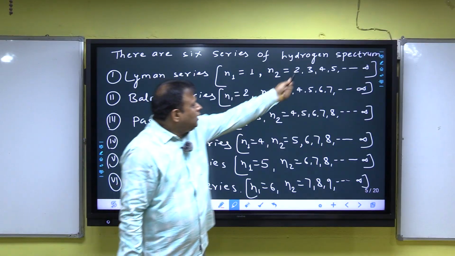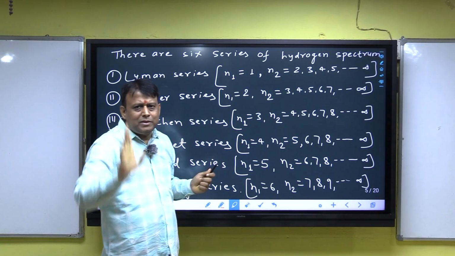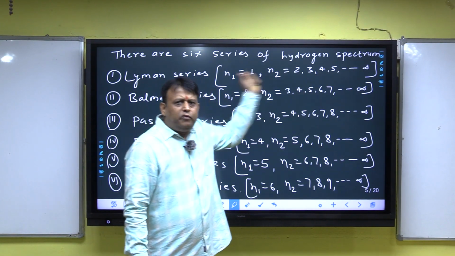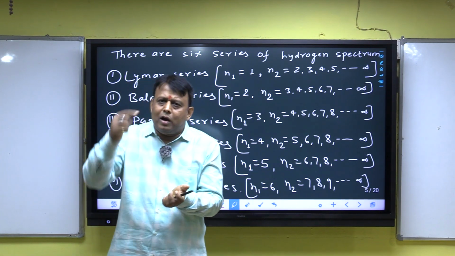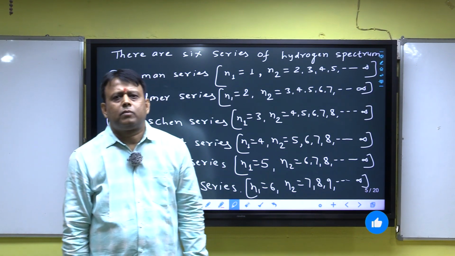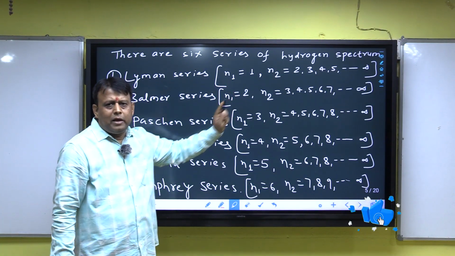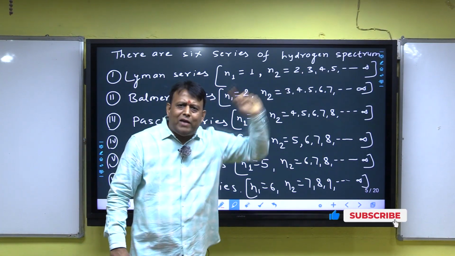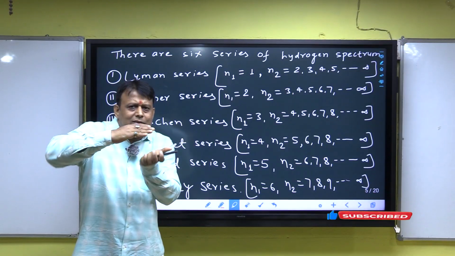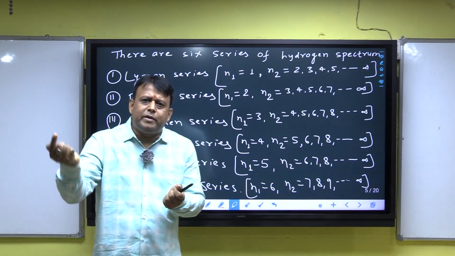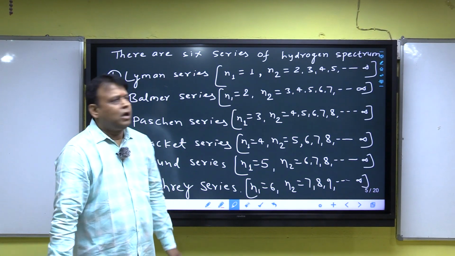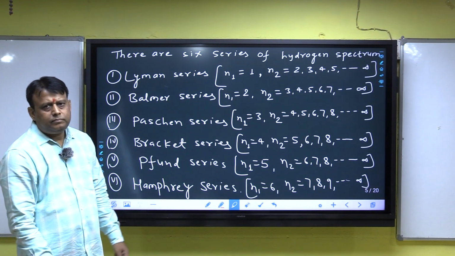So when third to first, Lyman series. Fourth orbit to first orbit, Lyman series. Always keep in mind, for Lyman series, N1 is 1 and N2 is 2, 3, 4, 5, up to infinite. That means any higher orbit to ground state, any higher orbit to first orbit, is called Lyman series.